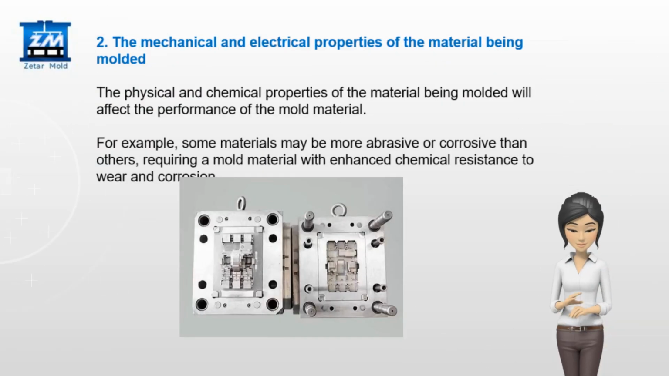The mechanical and electrical properties of the material being molded. Physical and chemical properties of the material being molded will affect the performance of the mold material. For example, some materials may be more abrasive or corrosive than others, requiring a mold material with enhanced chemical resistance to wear and corrosion.